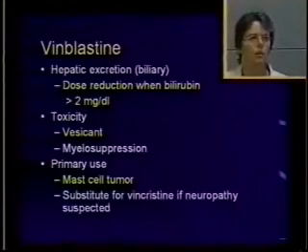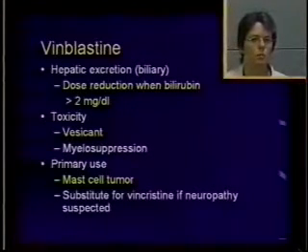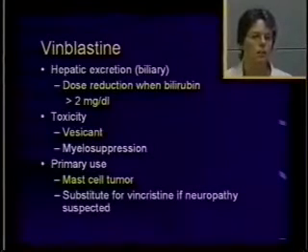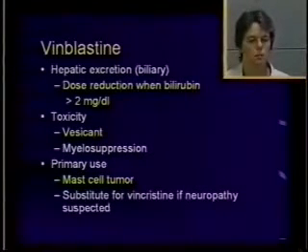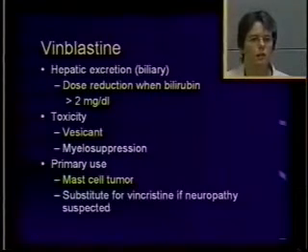Vinblastine is the other plant alkaloid that also undergoes biliary excretion, so similar to vincristine, it needs to have its dose reduced by 25% or so when the bilirubin exceeds 2 milligrams per deciliter. It is also a vesicant, and in that way is very similar to vincristine, but we don't at this point have any reports of cases of peripheral neuropathy. So if you have a patient that develops peripheral neuropathy with vincristine, you may substitute vinblastine.